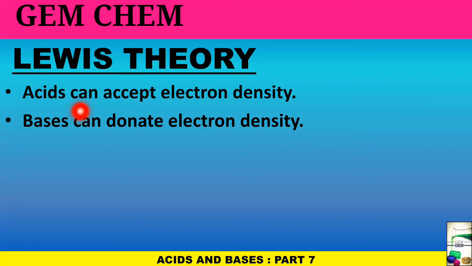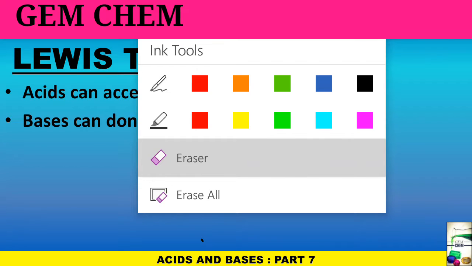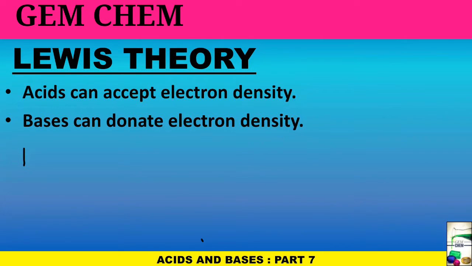Now what does Lewis theory state? It states that acids are those substances which can accept electron density, whereas bases are those substances which can donate electron density, and this is very important to understand. Now if we take examples for acids, any cations have the ability to accept electrons. So we can write M^(n+). So all cations are acids.